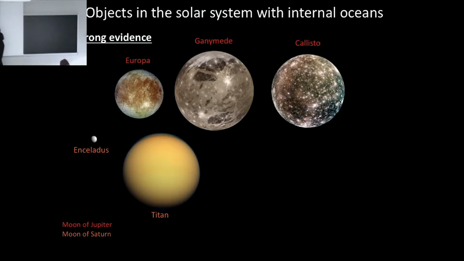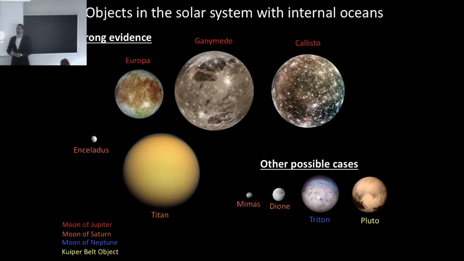There are other candidates for having internal oceans. There are Mimas and Dione in the system of Saturn, Triton, the moon of Neptune, and Pluto. But I'm going to be mostly focusing on the ones that have been confirmed.